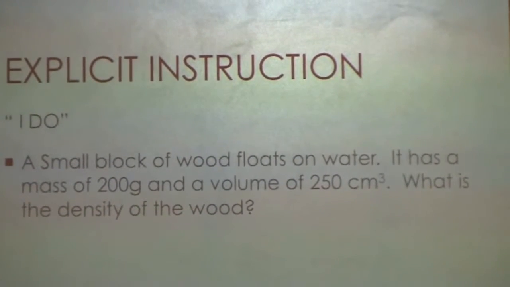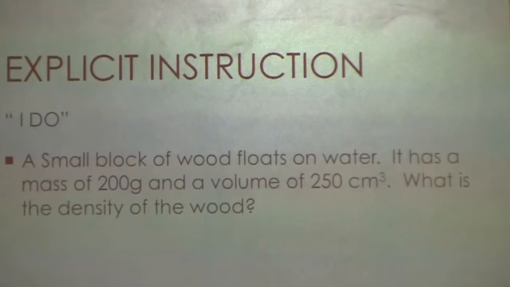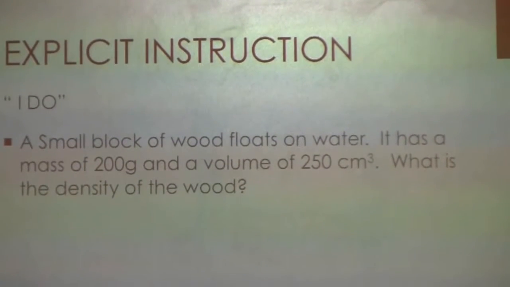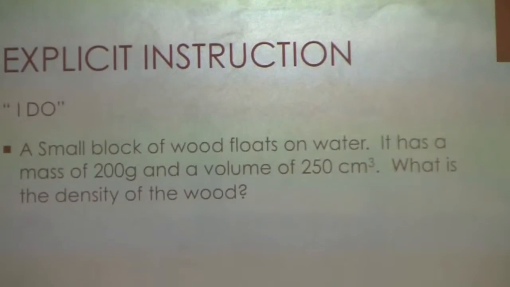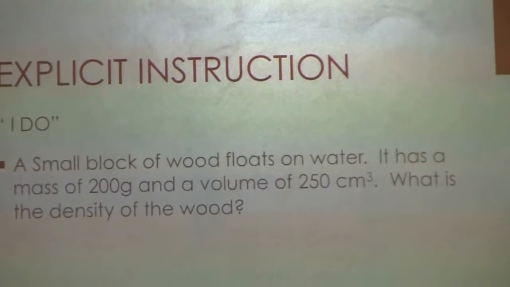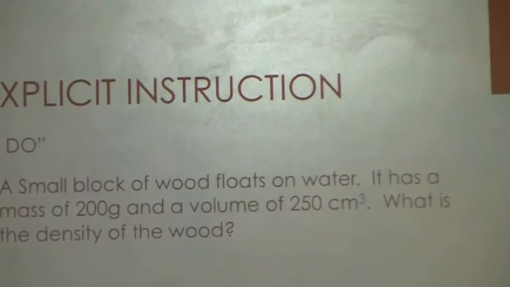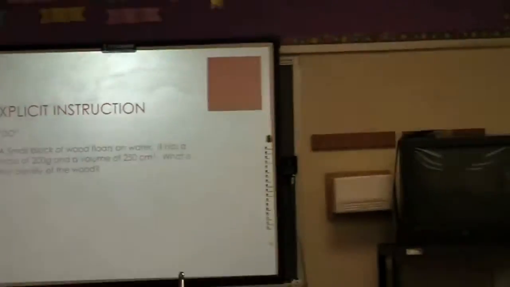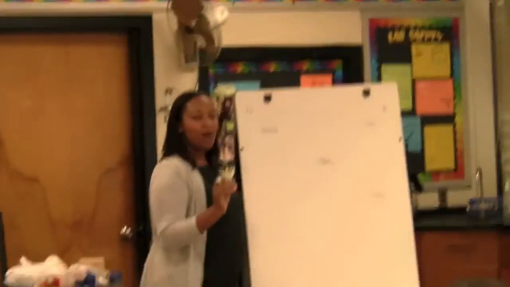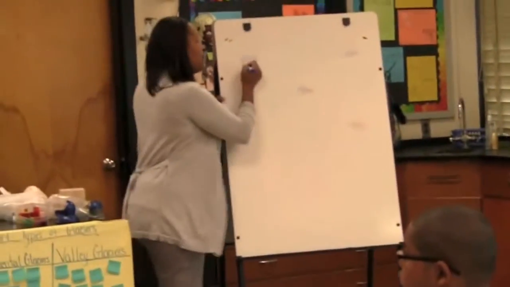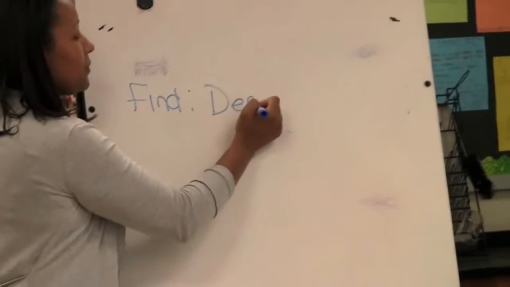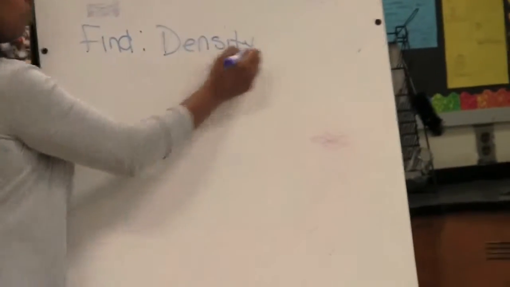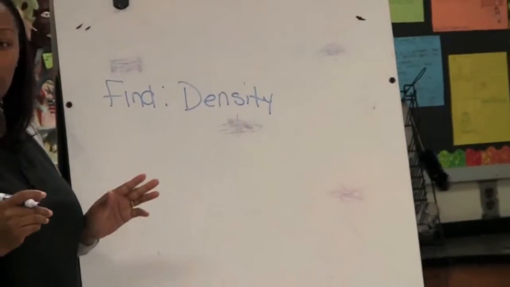So, first I read the problem. A small block of wood floats on water. It has a mass of 200 grams and a volume of 250 centimeters cubed. What is the density of the wood? So the first thing I have to think about is what are they asking me to find. And in this problem, they're asking me to find the density.